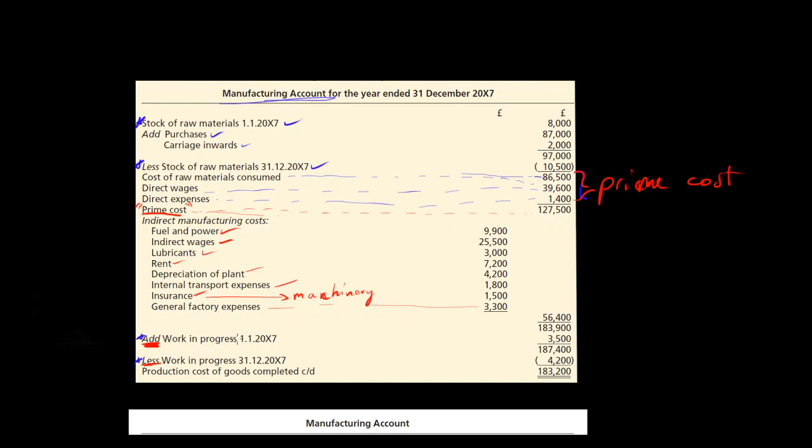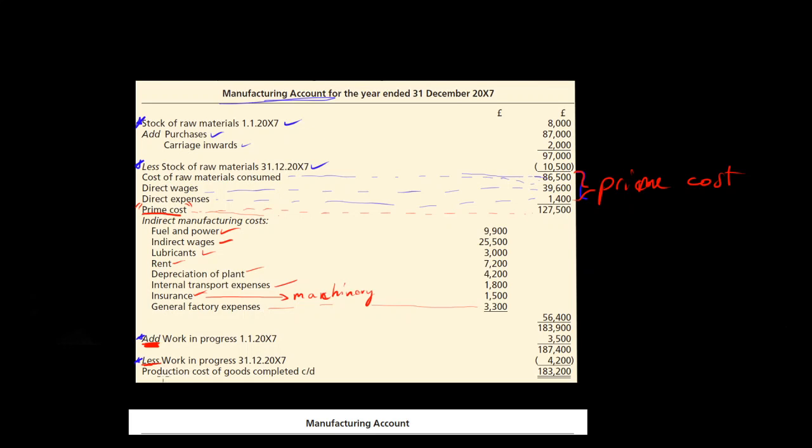Yeah. So we add the opening work in progress, right? Why do we add it? Because previously that work was stopped. We completed this work in this period. And by the end of the year, there was some work which was incomplete. We should remove that one also. So the work which was incomplete, remove that.